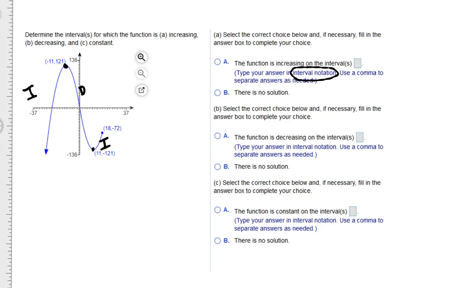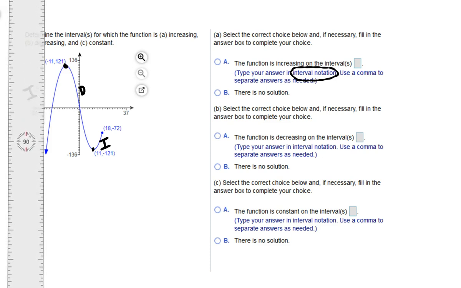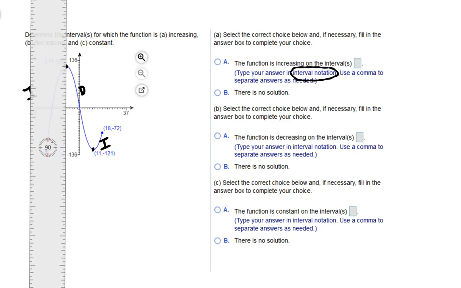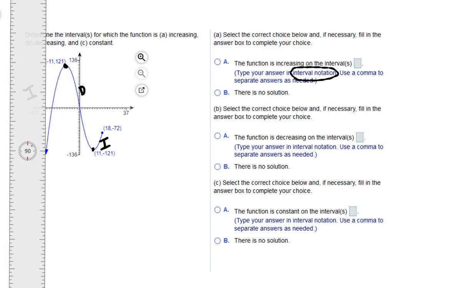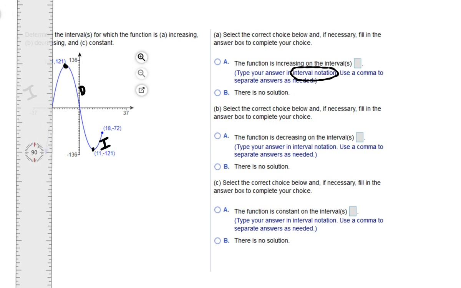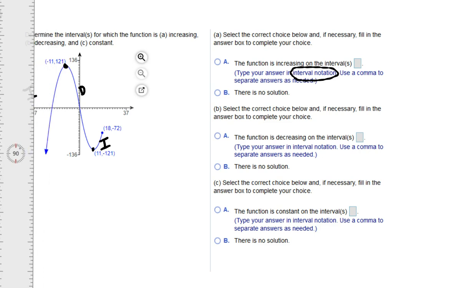So I'm going to bring my ruler over here. And for this section that we said was increasing, I want to see where this section starts and stops. So because of that arrow down there, we know that that piece of the graph continues on forever. So this section starts at negative infinity and goes all the way until the x-coordinate on that turning point, which is negative 11. So we can say that this function is increasing from negative infinity to negative 11.